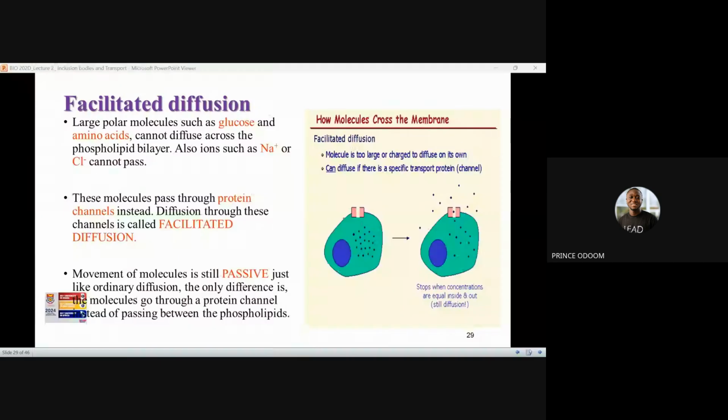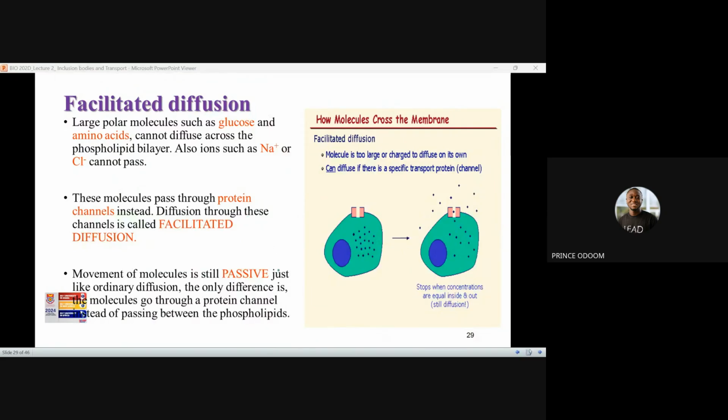Yeah, so these molecules pass through protein channels instead. Diffusion through these channels is called facilitated diffusion. It is the movement of molecules from a region of higher concentration to a region of lower concentration, but the molecules cannot move through the phospholipid bilayer; instead they pass through the bigger gate. So when it happens like that, it is called facilitated diffusion.